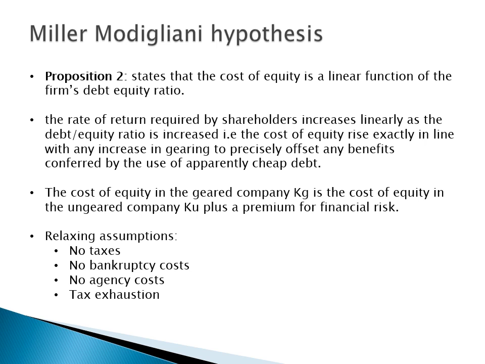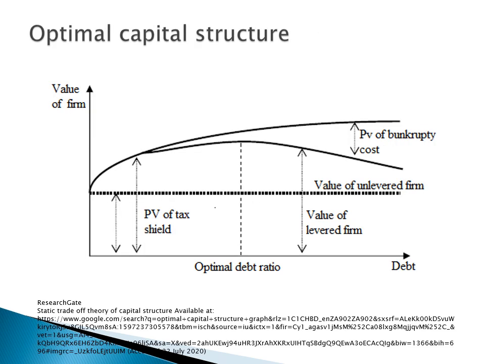So what they did is they first relaxed the assumption of no taxes, and let's discuss the relaxing of these assumptions with the help of a graph. The first assumption that they relaxed was the one of no taxes. When you bring taxes into the picture, that means there would be a present value calculation around the tax shield, and that will add value as we make use of more debt.